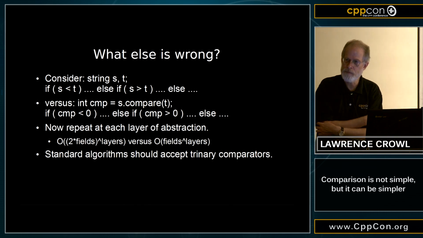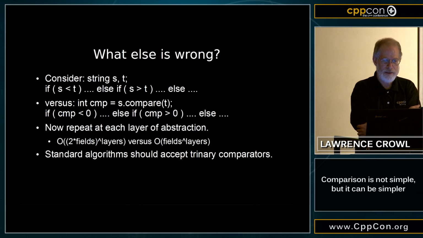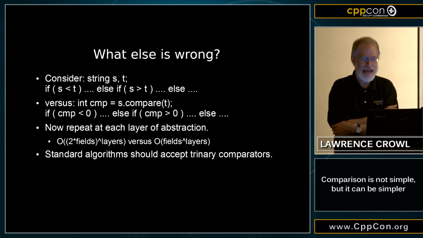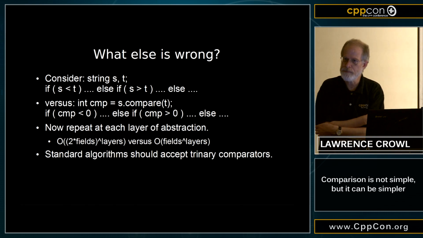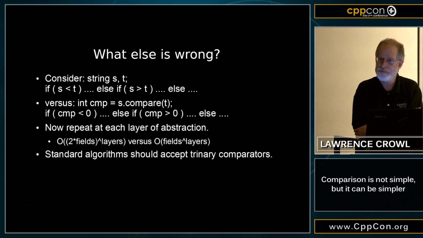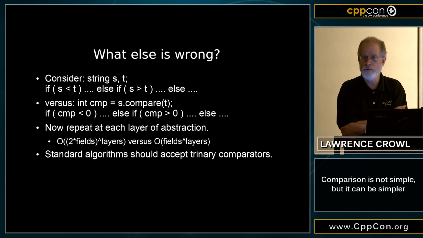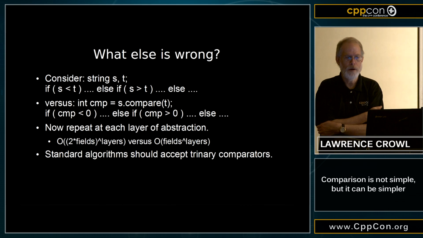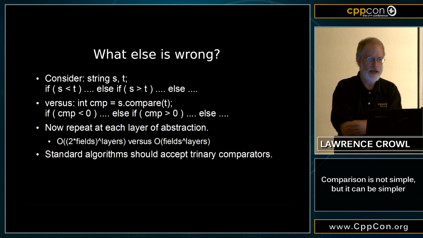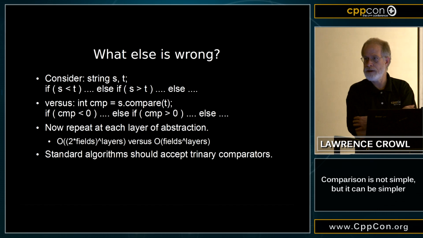Now, the problem we have is that the standard library has no way to do the efficient thing because they use operator less. They're stuck with migrating up and down the abstraction tree. So what do we do? We make sure that our standard algorithms can accept trinary comparators as returned by something like s.compare.